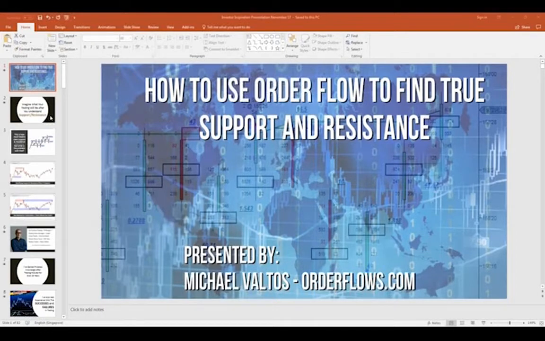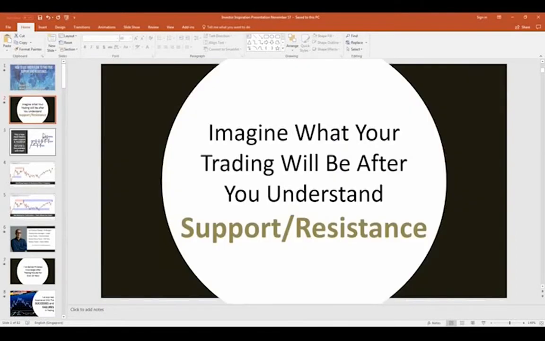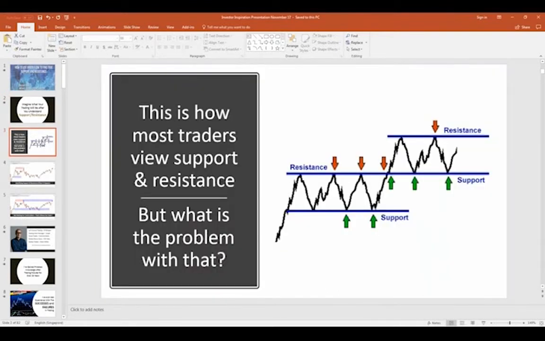And just imagine what your trading is going to be like once you understand support and resistance. Most people, it's a term people throw around. You watch TV and you see guys saying, well, I think the S&P's got resistance up here at 2,600, or Goldman Sachs sees support at 2,550. But really, what is that?